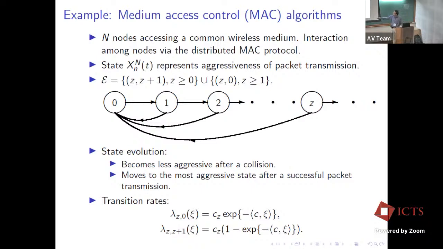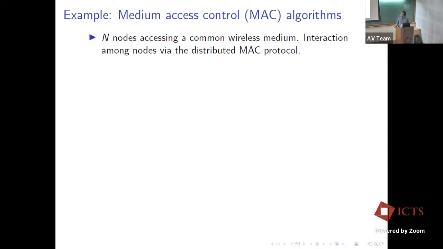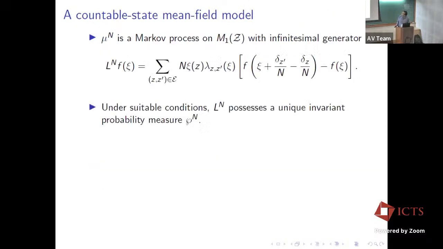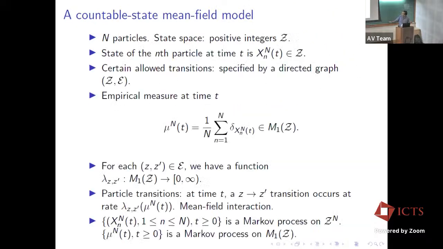So this transition, for example, Z to 0, depends on the empirical measure, which is the current empirical measure. What's the distribution of states of all the n particles? Any other questions? Psi is just the empirical measure of all the nodes. The Xi is the empirical measure at this current time of all the nodes together. And this is something that was highlighted here. Yeah, so the transitions depend on the mean field interaction, and this function is given upfront.